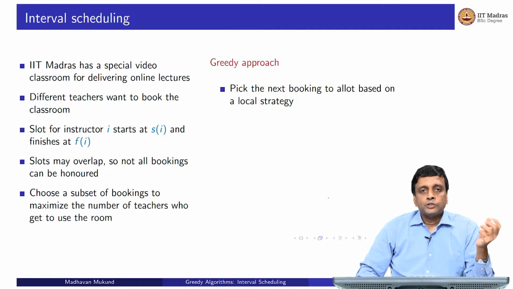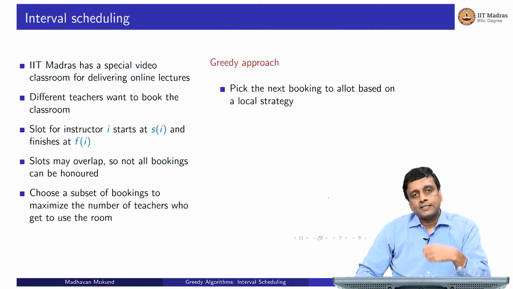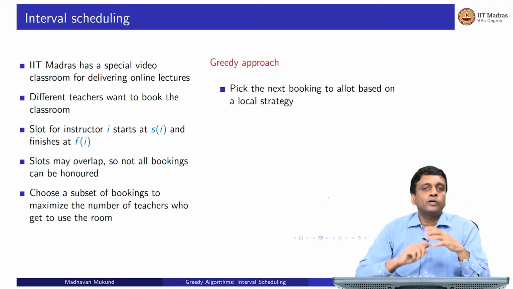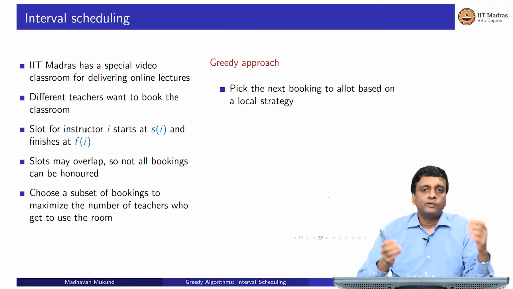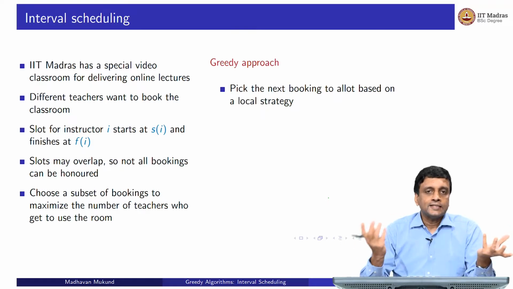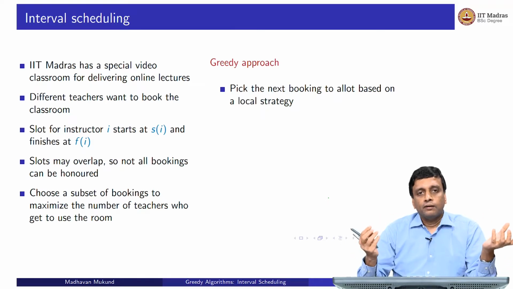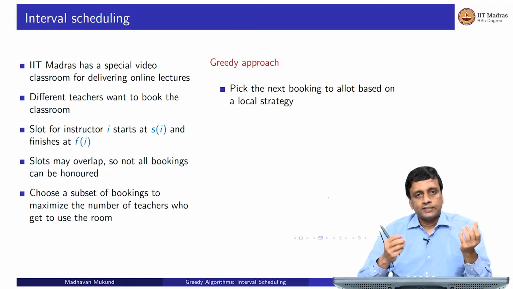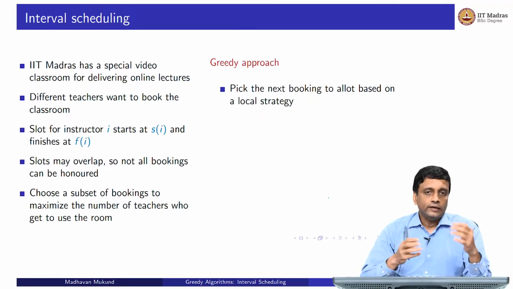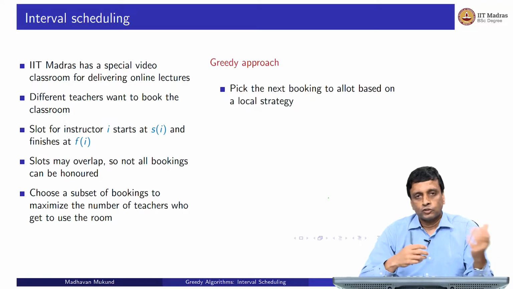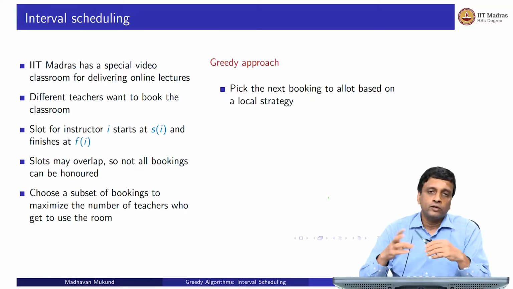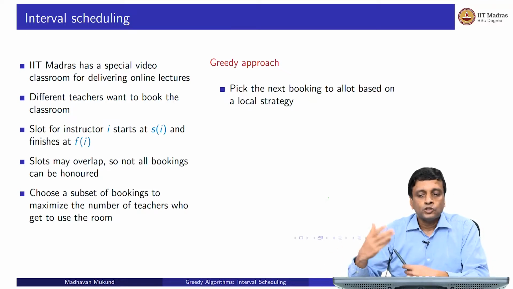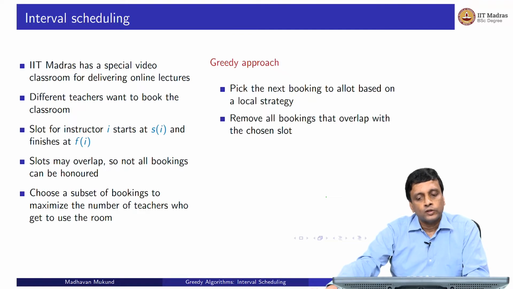So since we are discussing greedy strategies, we will try to build up this set of allotted bookings one by one. Eventually we want a collection of bookings saying these are all the bookings which are granted for next week, but you must start somewhere. So you must pick a booking according to some local strategy. You may say, I like this booking because it is a small slot, or I like this booking because it overlaps with very few slots. There might be many reasons why you think a particular booking is a good one to pick first. So you pick the next booking to allot based on a local strategy.